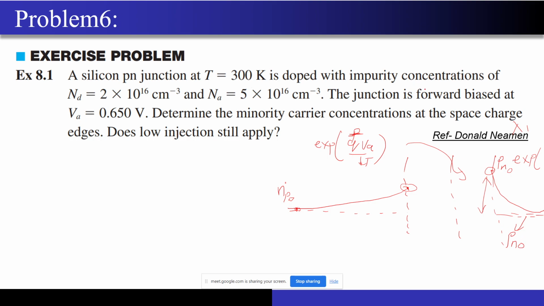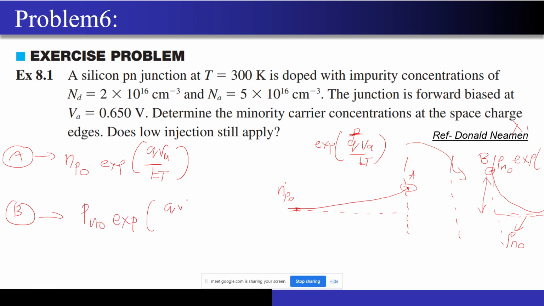So now they are asking us to find these concentrations: the concentration at point A and the concentration at point B that I am highlighting. So now let me write it. For point A, it is nothing but Np naught into exponential of qVA by kT. And for point B, what do I have? Pn naught into exponential of qVA by kT, correct? So VA has been given to me, so this exponential term is not an issue, right? Now I have to find the values Pn naught and Np naught, correct?